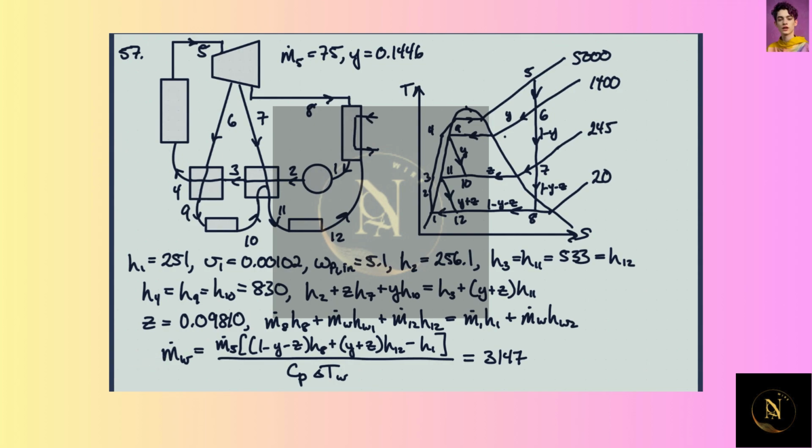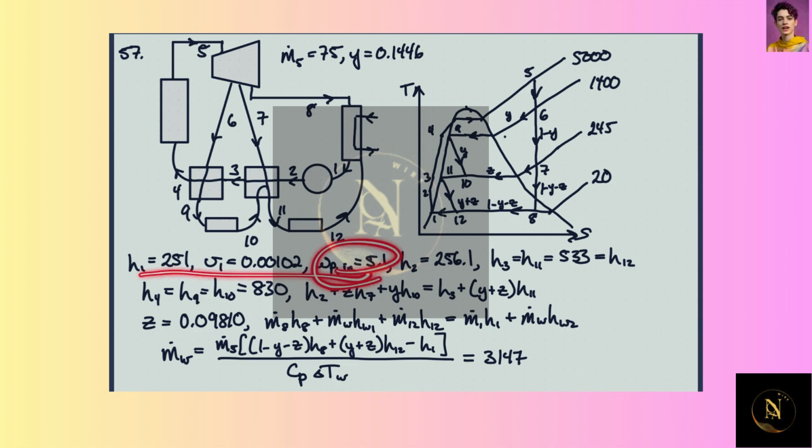So hopefully I've described this system in enough detail that you can follow what is going on here. We're also told what Y is. So whatever, it's 14.5% basically. So about 14.5% is coming out of here. We don't know what Z is yet, but we'll figure that out. Okay, so let's start with the pump.